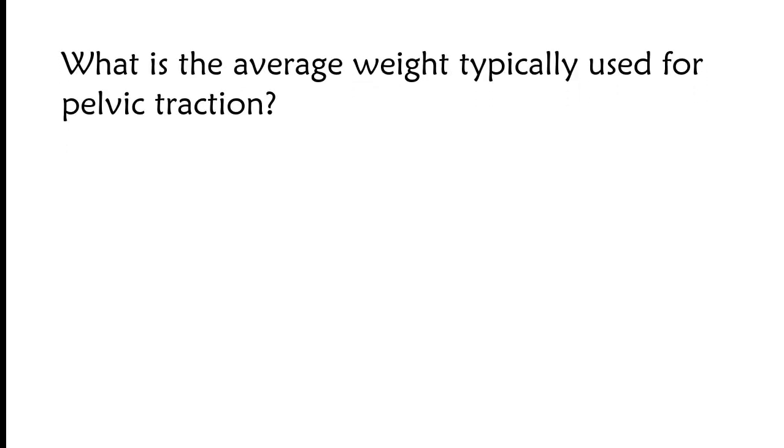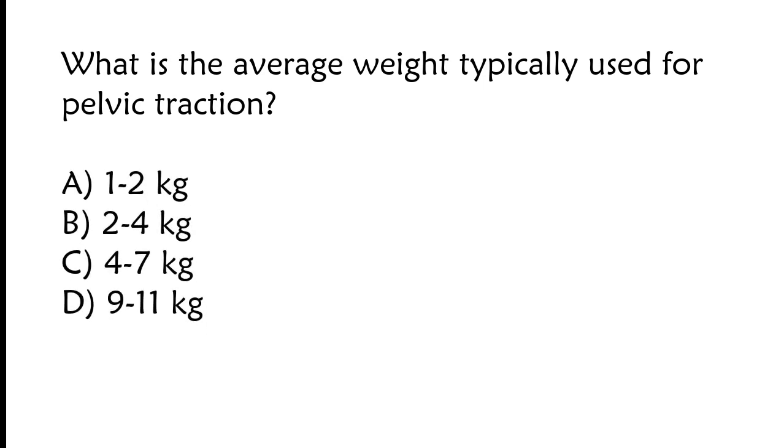What is the average weight typically used for pelvic traction? 1 to 2 kg, 2 to 4 kg, 4 to 7 kg, 9 to 11 kg. The correct answer is option B. 2 to 4 kg is the average weight typically used for pelvic traction.